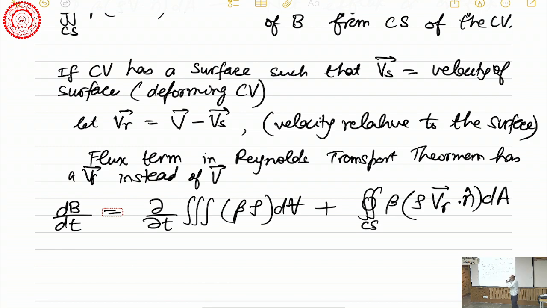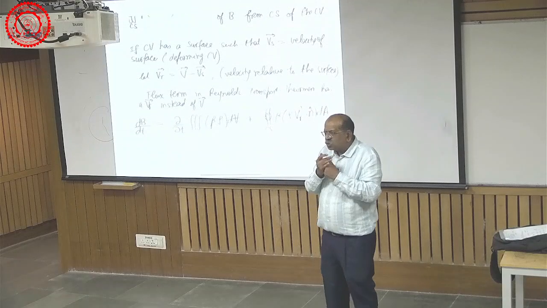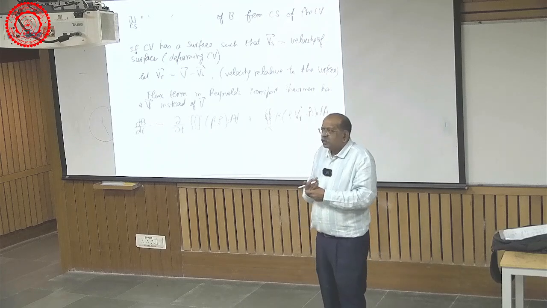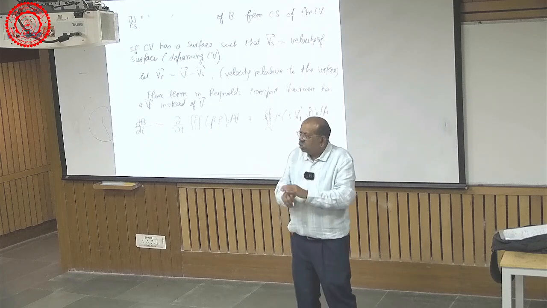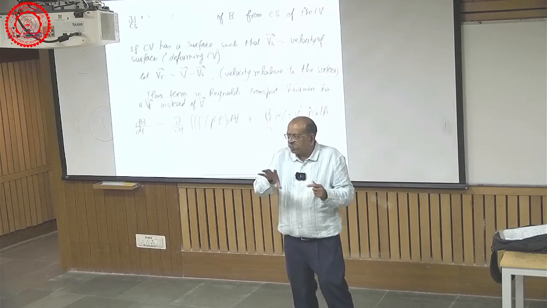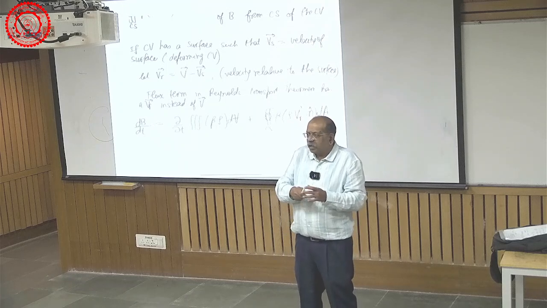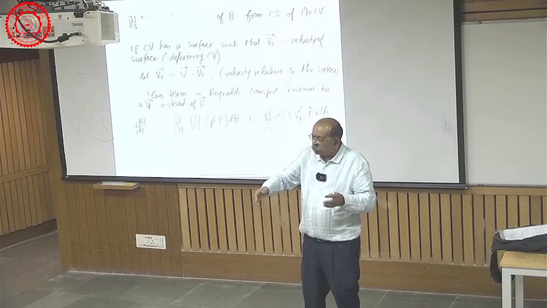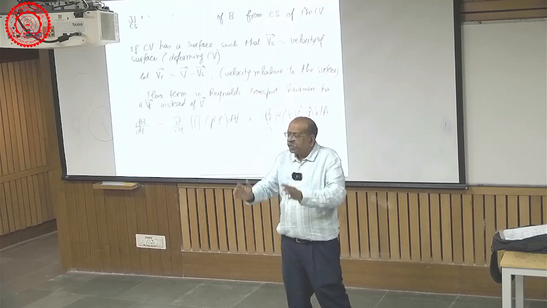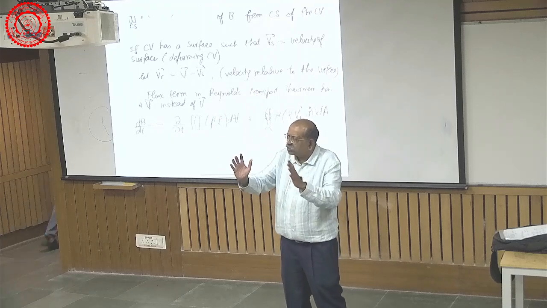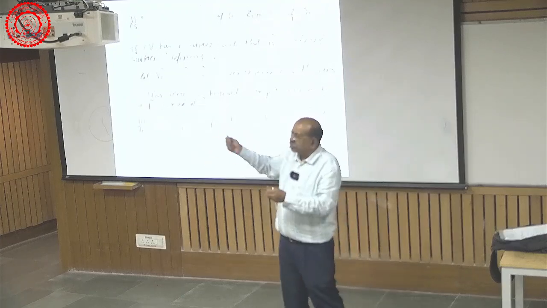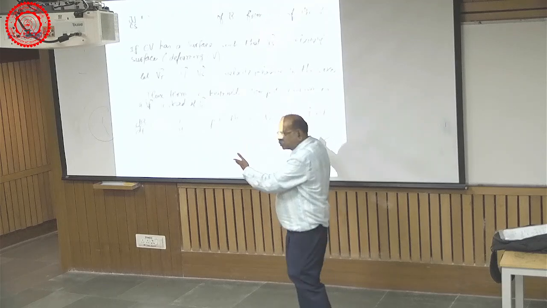Now, as far as this equation goes, it is valid for any control volume. The control volume may be fixed or it may be moving with respect to some frame of reference. Suppose we have a situation where something is moving on wheels, we can choose a control volume which is fixed on the wheels. So as the wheels move, the control volume also moves, and this is still valid.